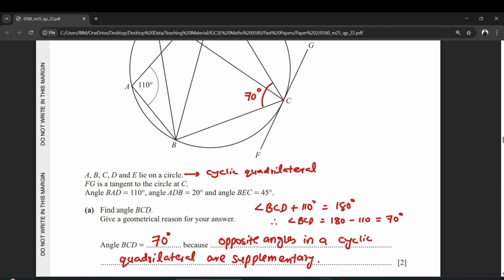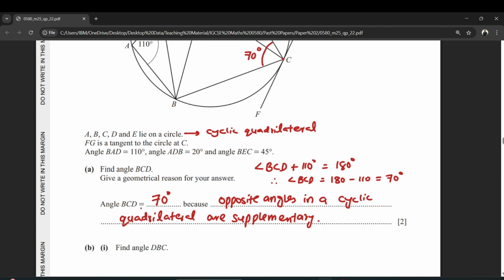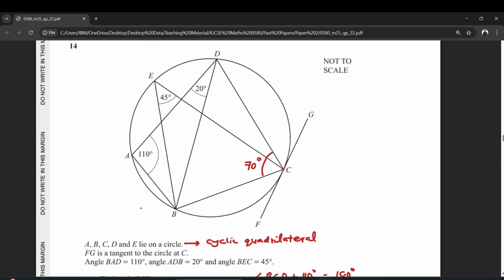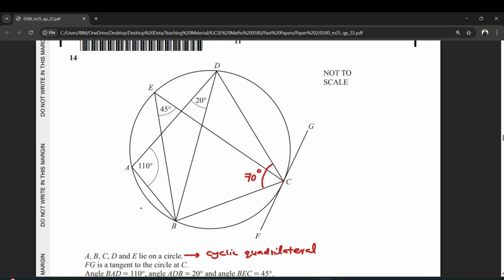Now it says find the angle DBC. So DBC is this one. This is the angle that we need to find now. Okay, so let's see.